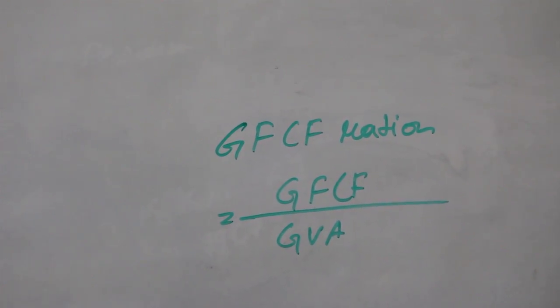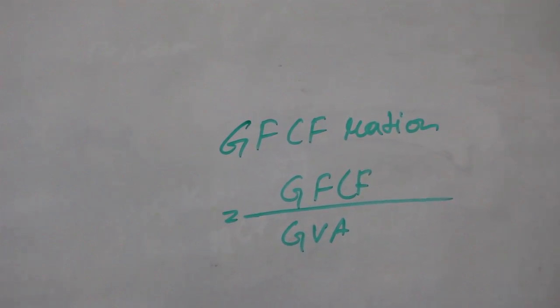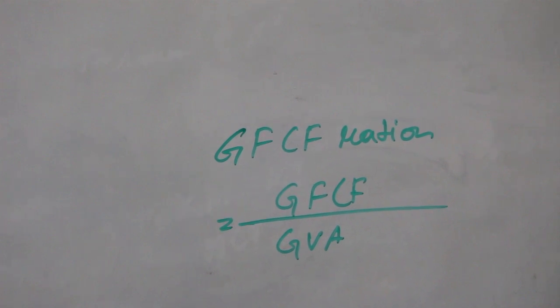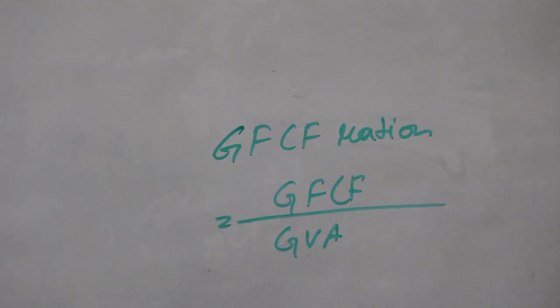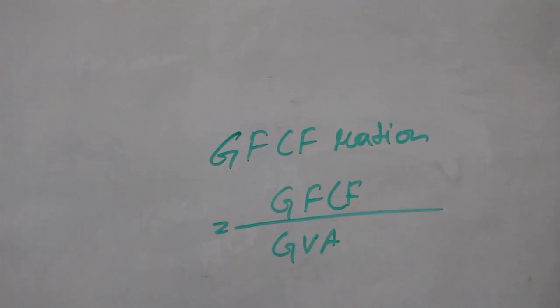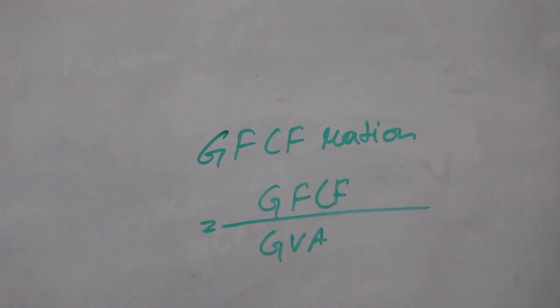In other words, you can say the share of GFCF in gross product. It shows how much of total factor income is reinvested in the new fixed asset. So what is the reason behind it? The reason is lack of private investment, which is needed for our country.